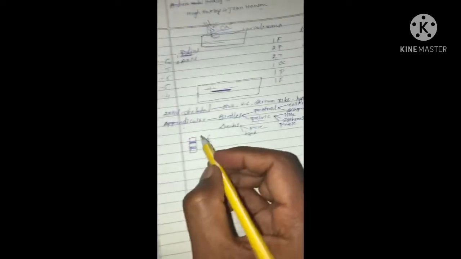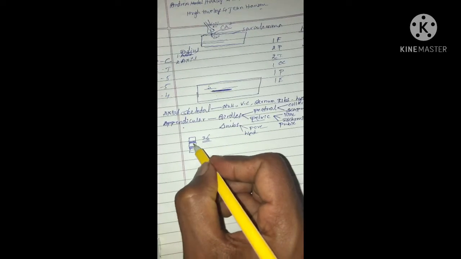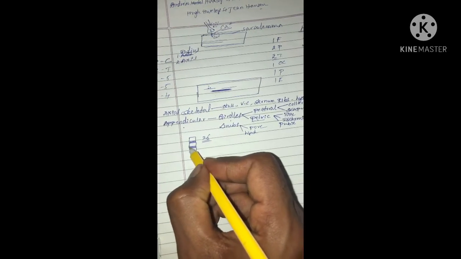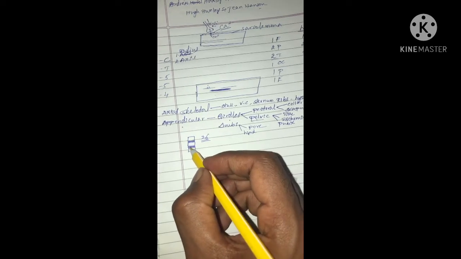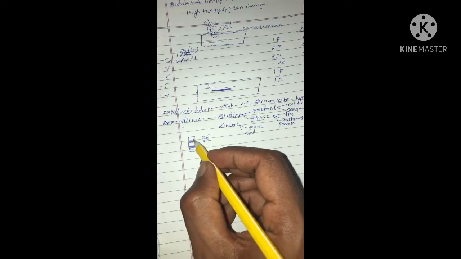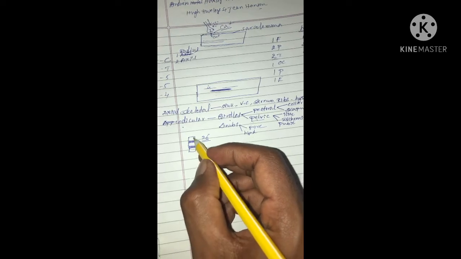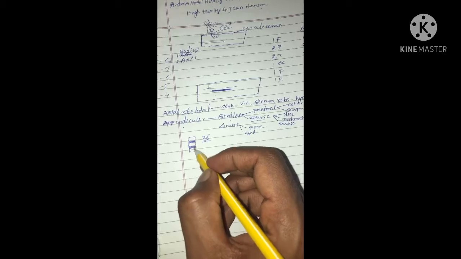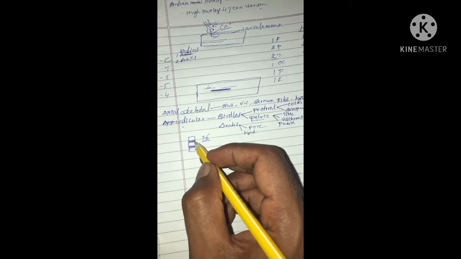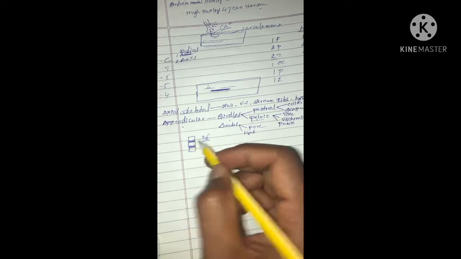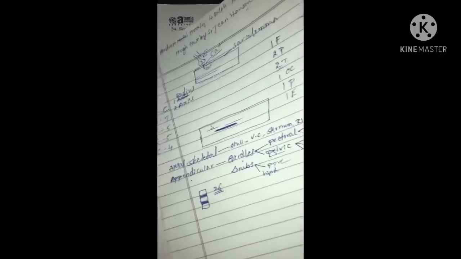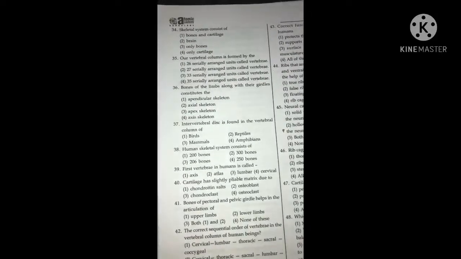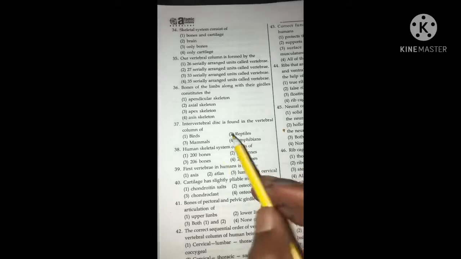Inter means in between. Vertebral refers to the vertebral column, and the disc present between the vertebrae is called the intervertebral disc. This intervertebral disc acts as a cushion-like structure to absorb shock, during jumping or during the compression of one bone against another. The intervertebral disc even gives flexibility to the vertebral column, meaning it moves in all directions. So which is the answer?